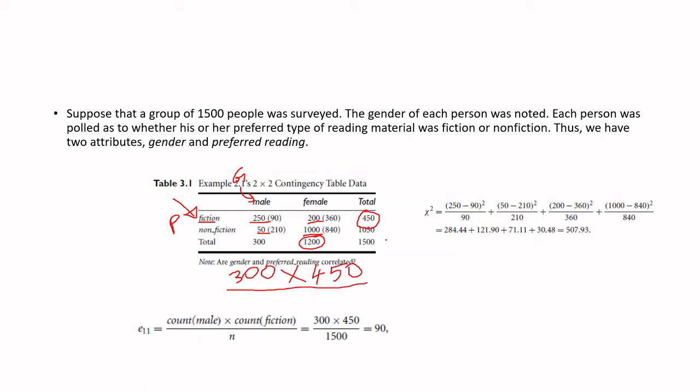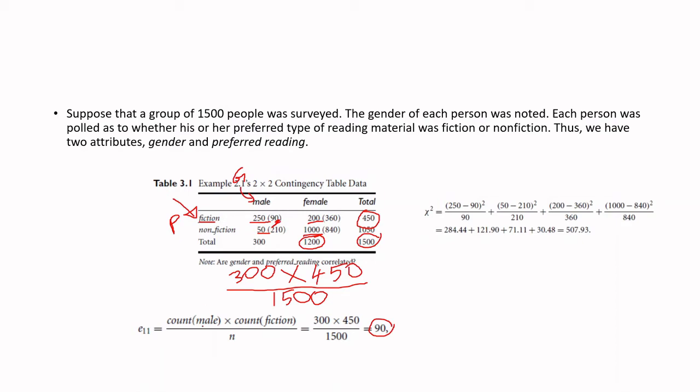N is the total number of people, which is 1500. So you put 1500 here. Okay, ഇതാണ് expected എന്ന് പറഞ്ഞത് നമ്മൾ കണ്ടുപിടിക്കുന്നത്. Okay, so that is what is calculated here. It is 90. So expected is 90.